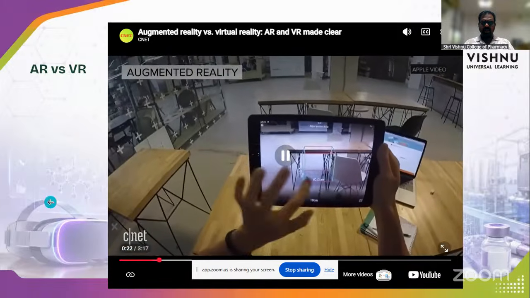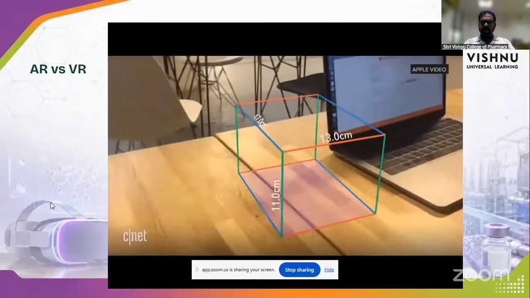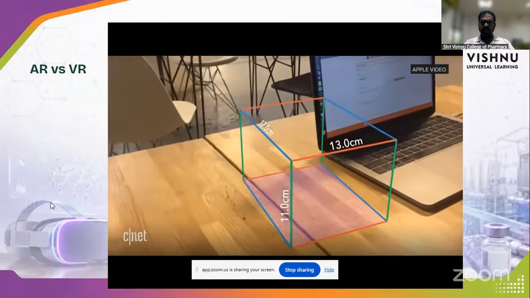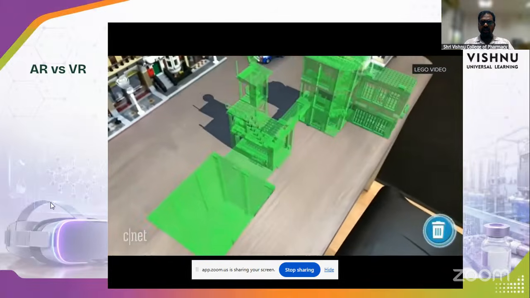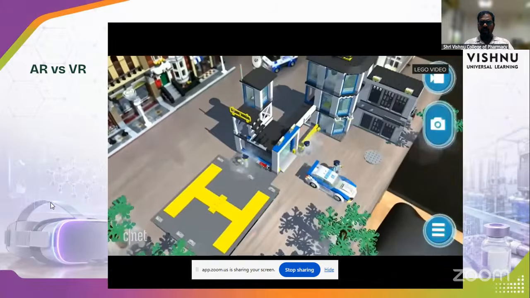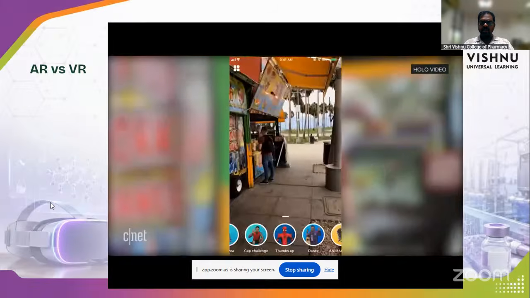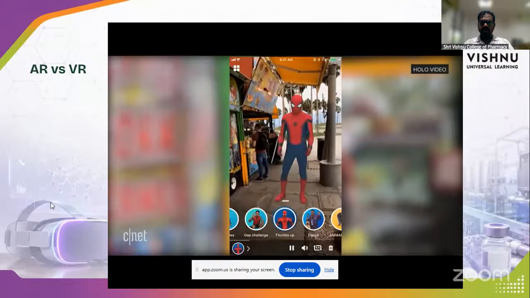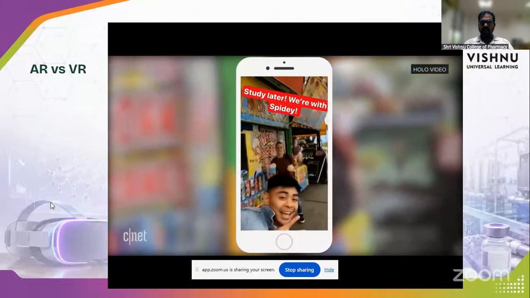So this is VR you can see in the video here. On the floor, we are placing things there, and we are trying to see how the place looks. So this all comes under the examples of augmented reality, AR.